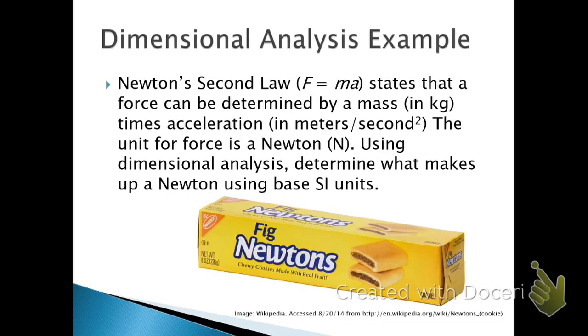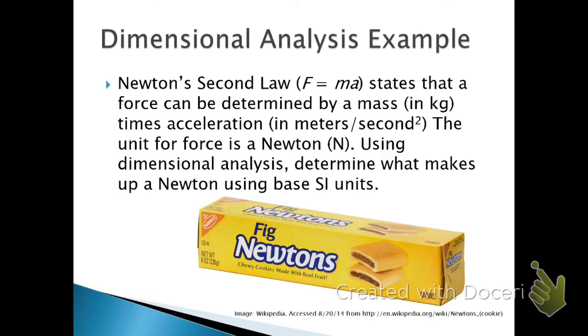I'll do a quick example and then we'll do a lot more of it in class. Let's say I take Newton's second law, that's just F equals ma. It means force on an object can be determined by its mass in kilograms times its acceleration in meters per second squared. So, if the unit for a force is a Newton, I can use dimensional analysis to figure out what makes up a Newton.